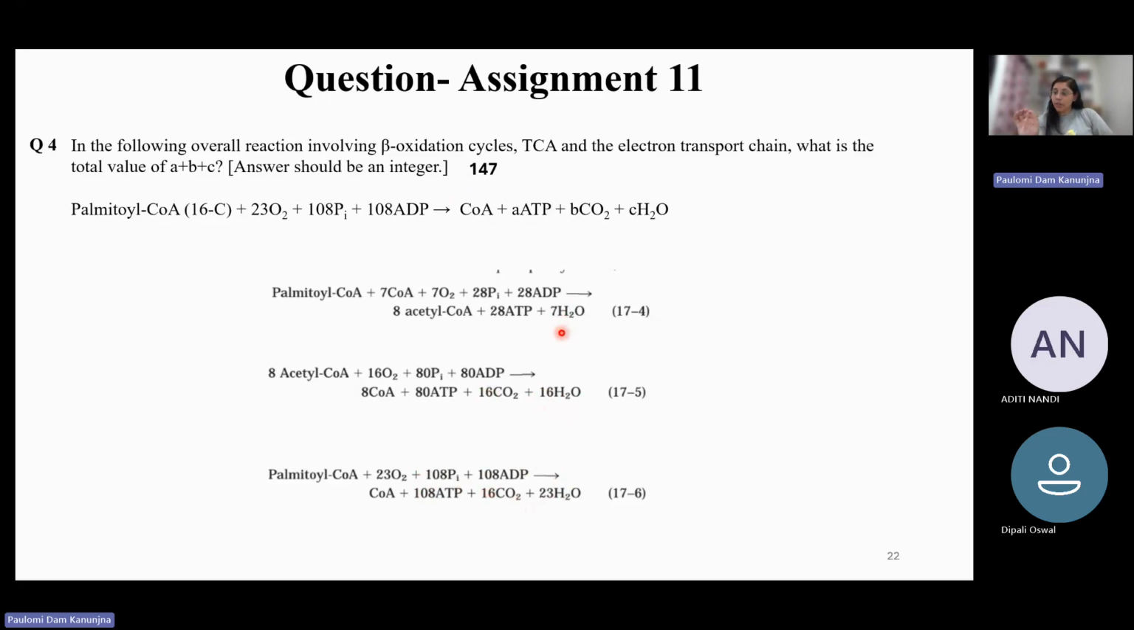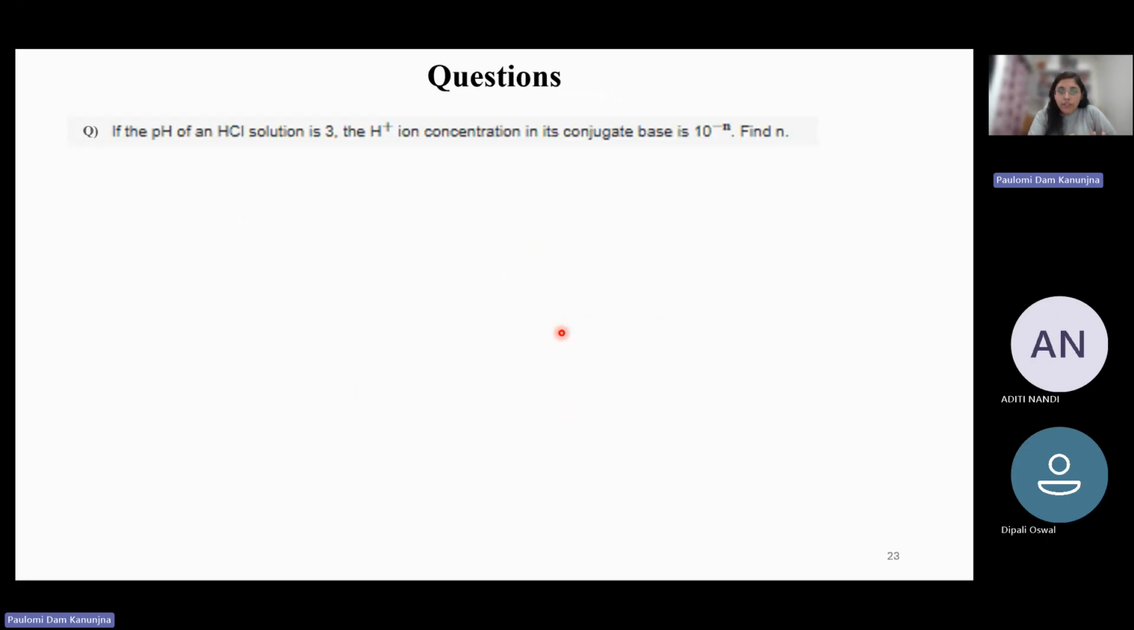So you can check where you lost out the 2 ATPs, the 2 difference that you have with respect to 145. The values are here on the slide. And we have discussed this when we were doing the problem solving session, right? Okay. Let's move to the next question because we have a lot of other questions as well.